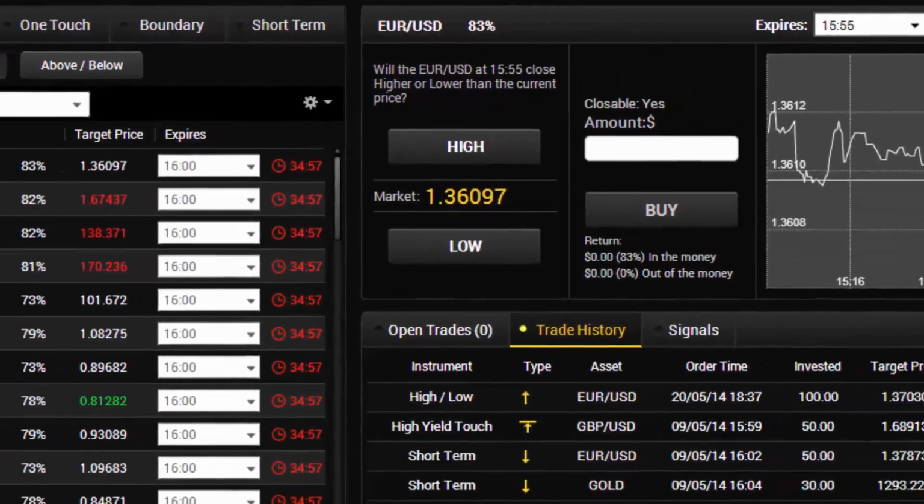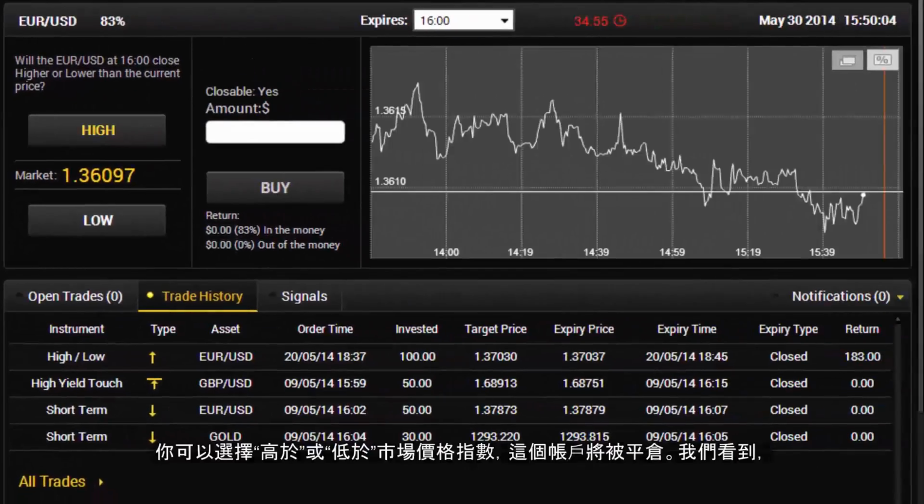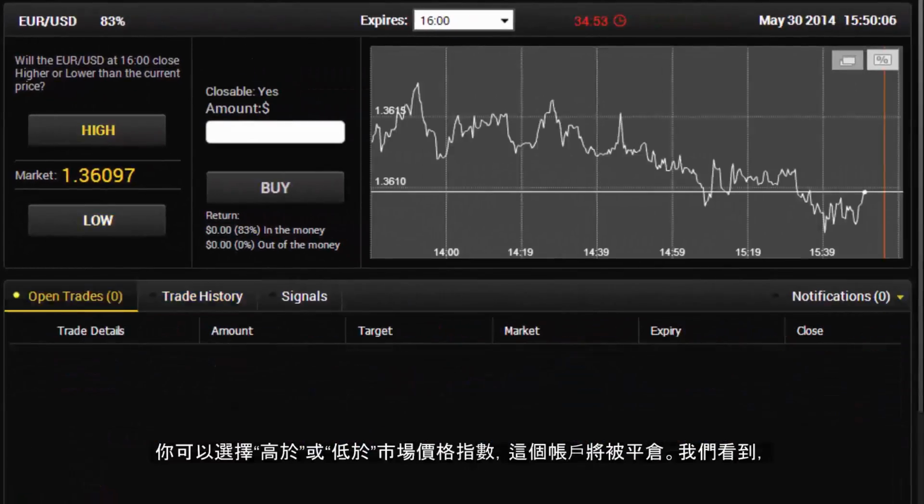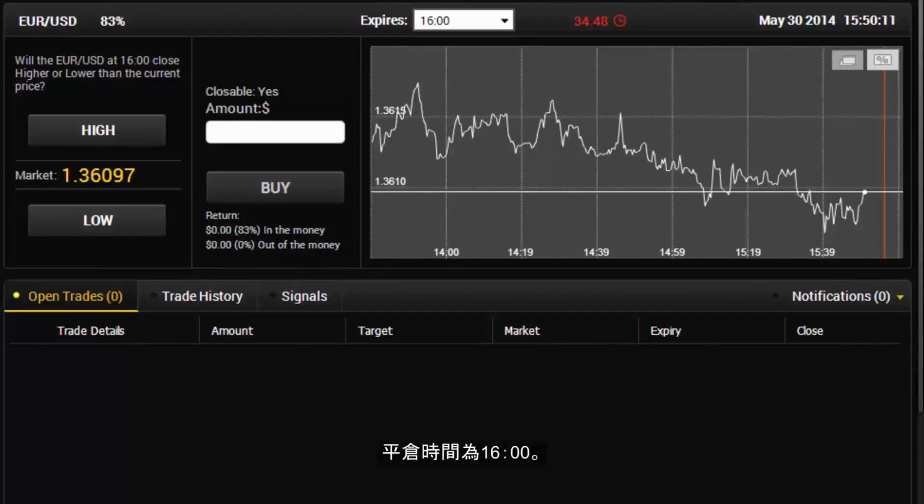Buying option. You can either choose higher or lower of the market price index and the account will be closed. As you can see, the closing time here is 1600.